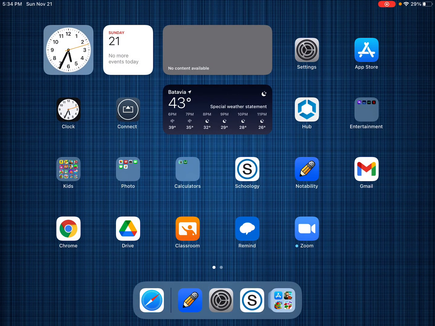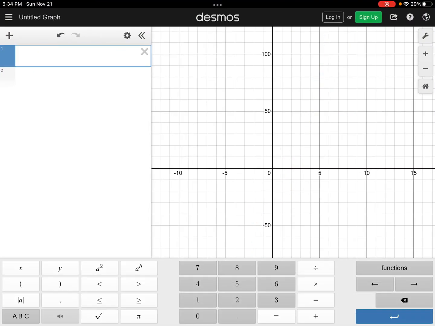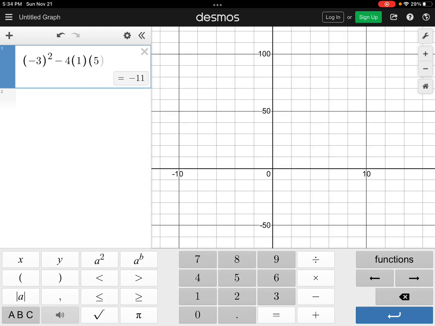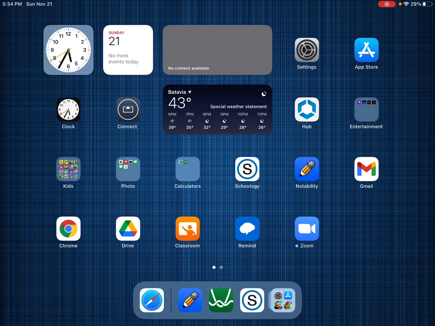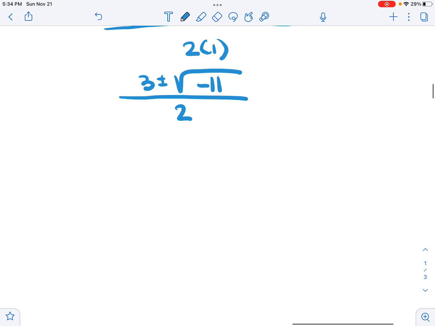But if you don't believe me, we can go to Desmos. And so we'll do -3 squared minus 4 times A, which was 1, and C, which was 5. So this was our equation. So when you type that in there, you get -3 parentheses squared minus 4AC after we replace A and C with 1 and 5, and you get -11. So I'll put -11 under the house here. And again, I'm okay with that as an answer.